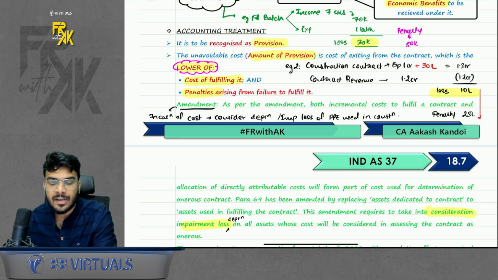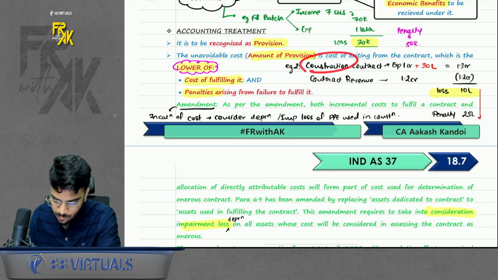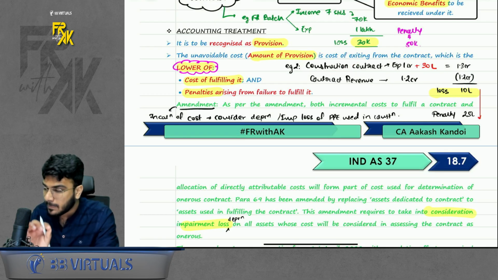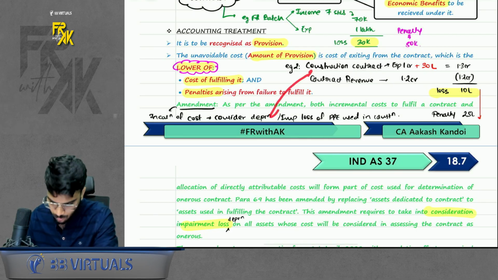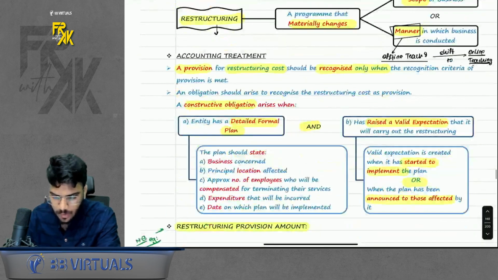If any PPE was used, let's say in construction we used bulldozers and everything, so the depreciation of the bulldozer and impairment loss or disposal will also be considered here. Do remember. Acha, further, next point is restructuring.